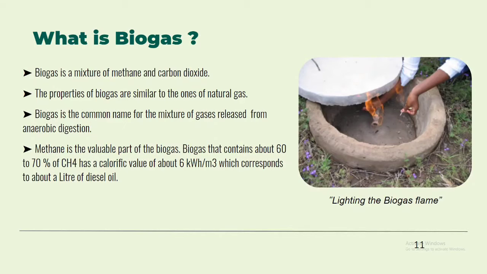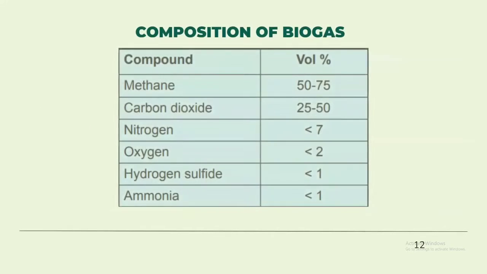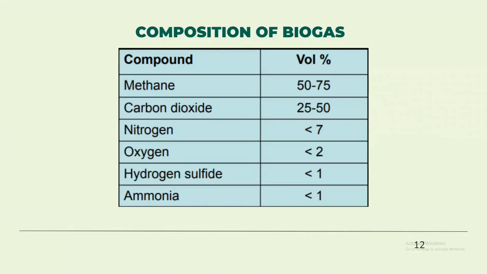Biogas mainly consists of methane 50 to 75%, carbon dioxide 25 to 50%, nitrogen less than 7%, oxygen less than 2%, hydrogen sulfide less than 1%, and ammonia less than 1%.